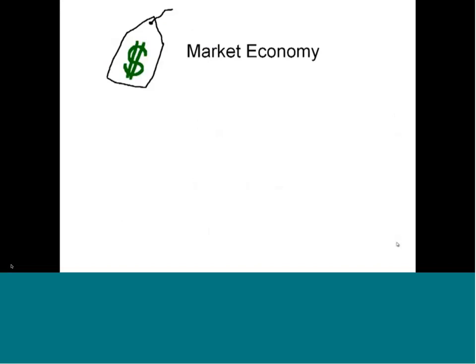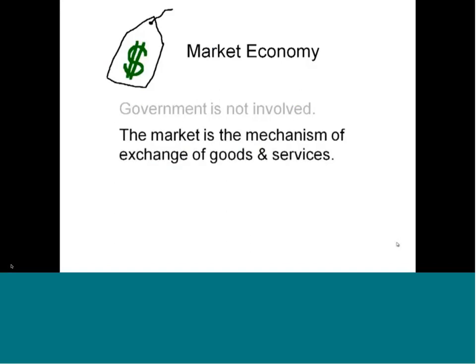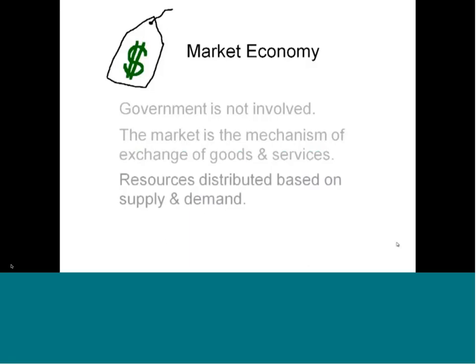A market economy. Market economies are the other end of the spectrum. In a market economy, government is not involved. The market is the mechanism of the exchange of goods and services, and resources are distributed by this concept of supply and demand. There's private ownership of everything.